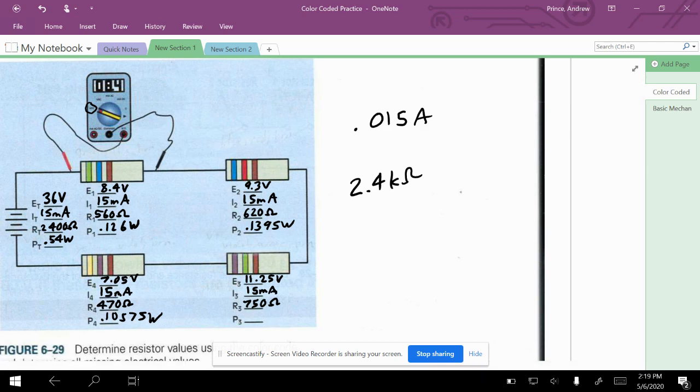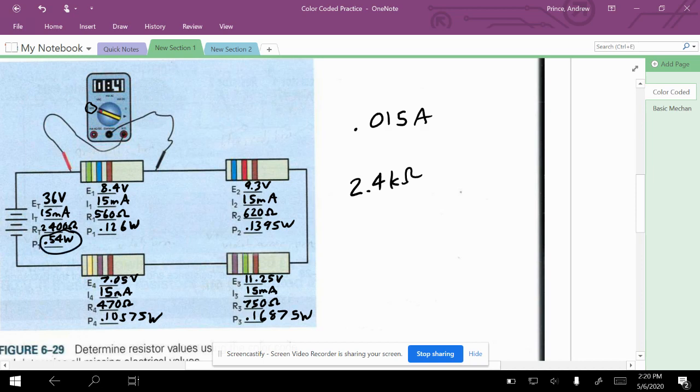So 11.25 for resistor value 3 multiplied by 0.015. That'll give you 0.16875 watts. So let's add those up. If you add each of those up, that gave us our total of 0.54 watts.